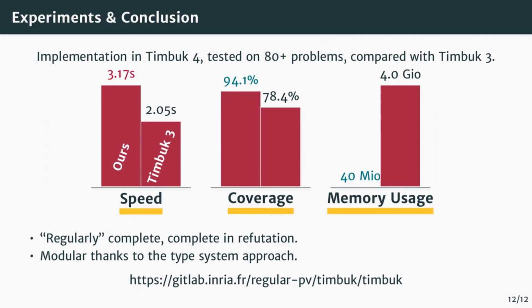We found that it is on average a second slower than Timbuk 3, which can be explained by an overhead due to our typing facility. However, in the subset of problems on which we could compare, our implementation could handle 16% more problems without timing out. Surprisingly, the greatest improvement is in the memory usage, where in the worst case, Timbuk 3 would consume several gigabytes of memory to solve some problems, where we never got past 40 megabytes. This is mostly due to our modular type system approach that allows us to split the problem into smaller parts.